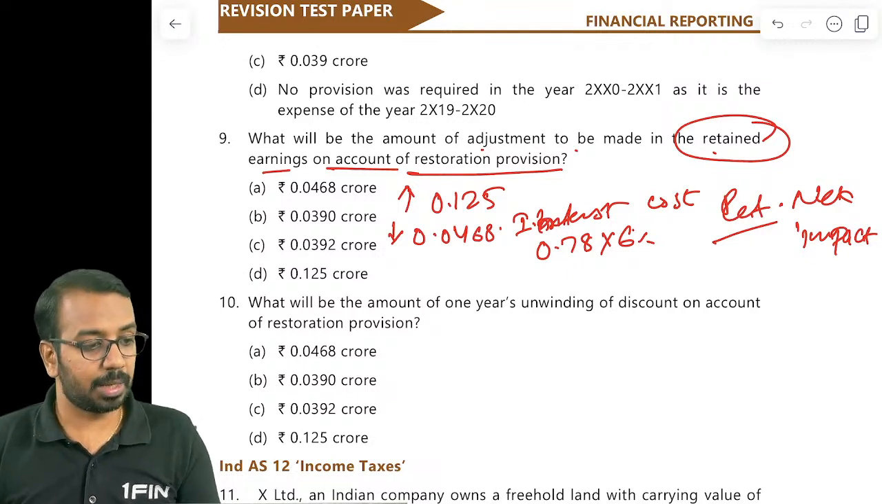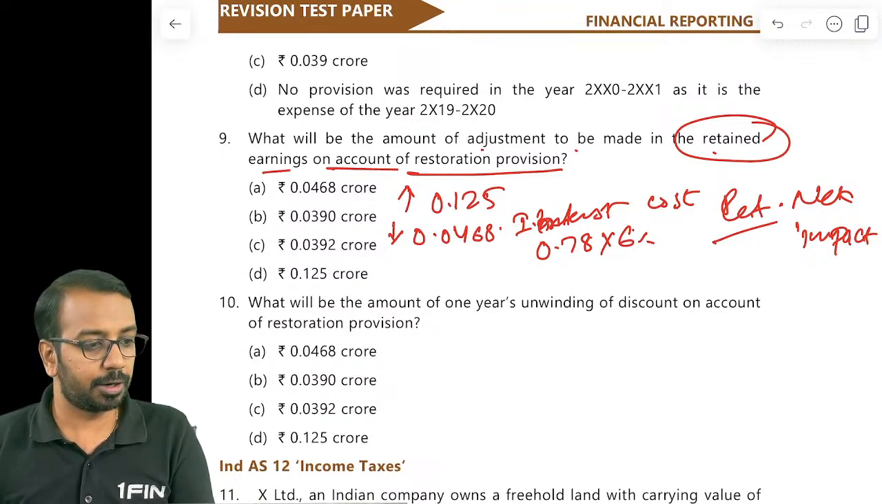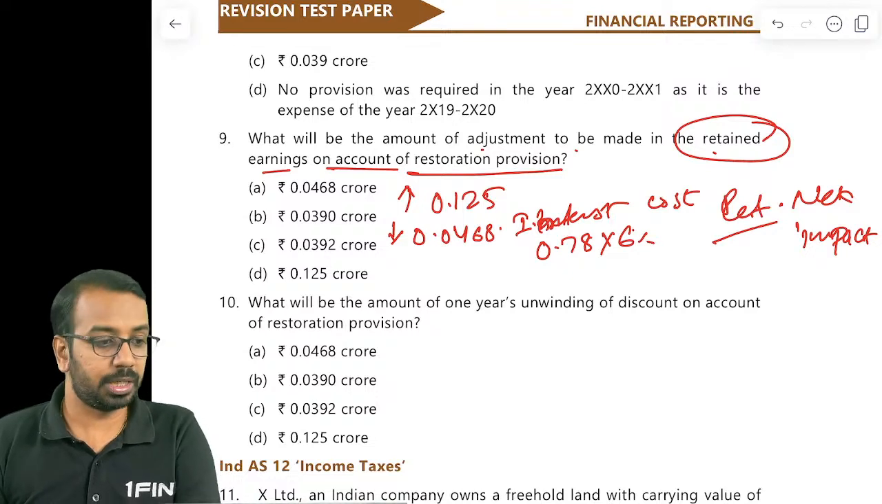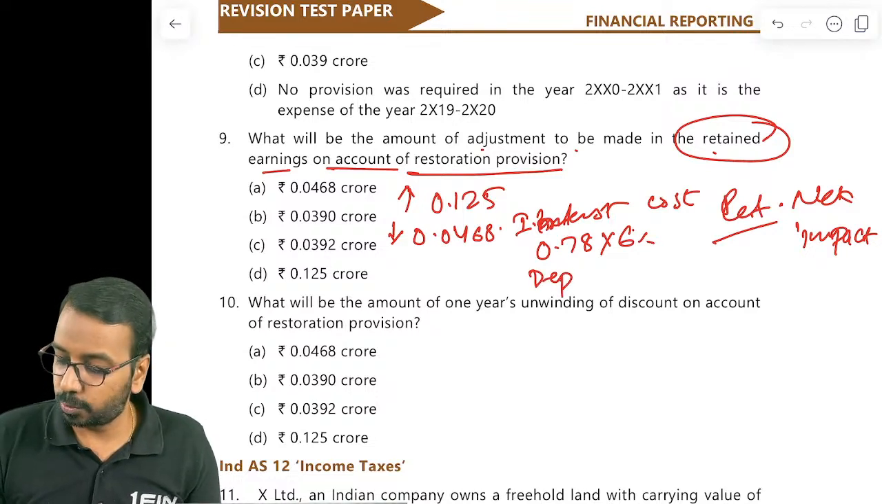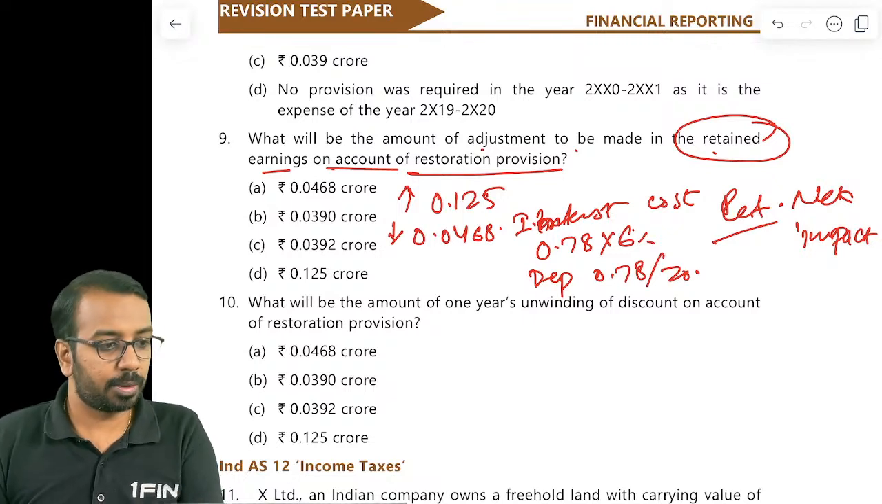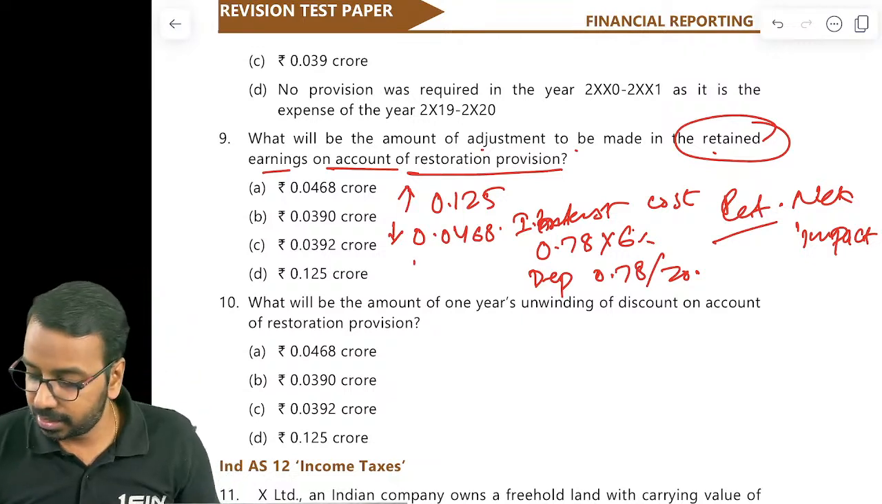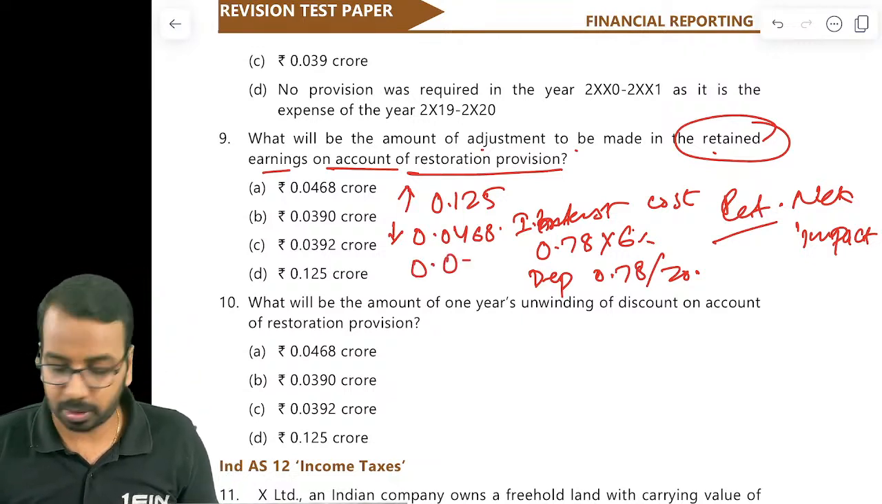Okay, then the third thing is the depreciation part. Depreciation should be 0.78 divided by 20. If I do 0.78 divided by 20, it is 0.039.